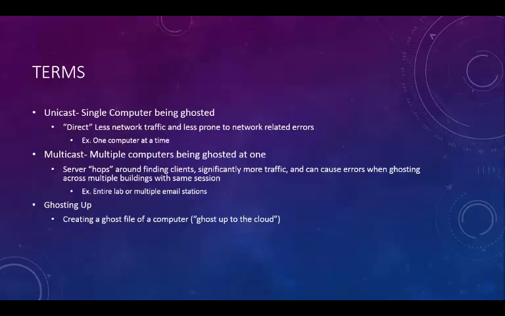Ghosting up is where you take a ghost file off of a computer and you send it to the cloud. So if you have a computer that's got all the settings and programs installed, and you've sysprepped it and all that good stuff, you're ready to make a copy of it. You're going to ghost that up. So I think of ghosting up to the cloud. Whereas ghosting down is we're taking that image from the cloud and we're loading it onto a computer or an entire lab or what have you.